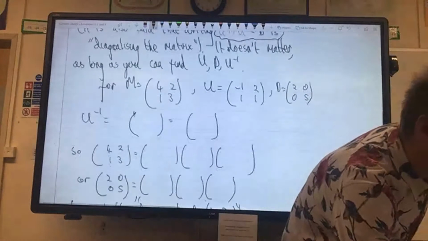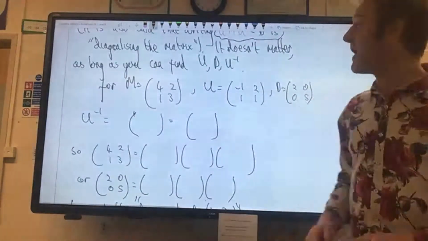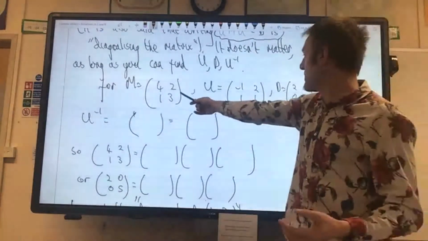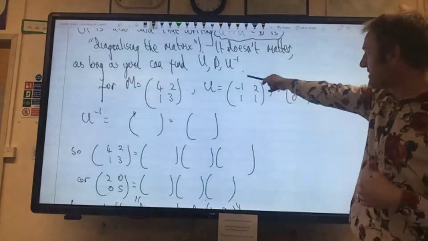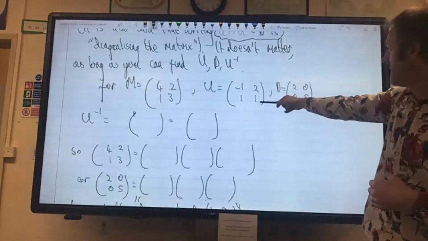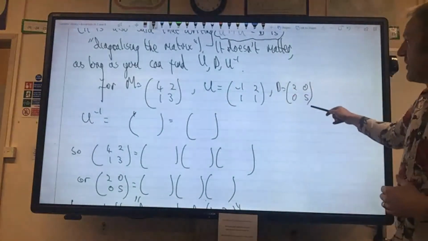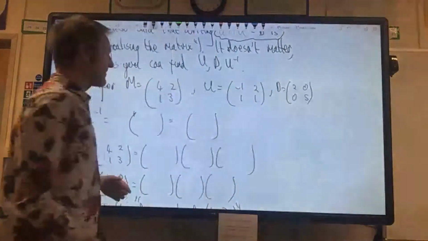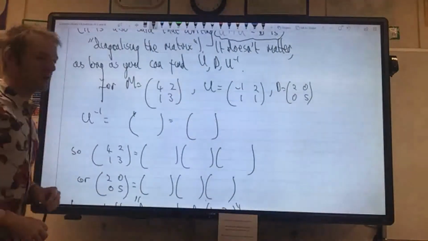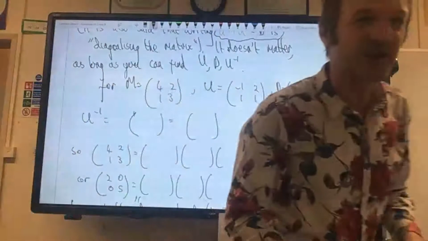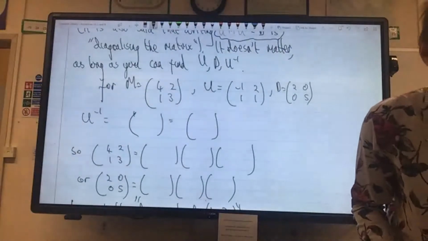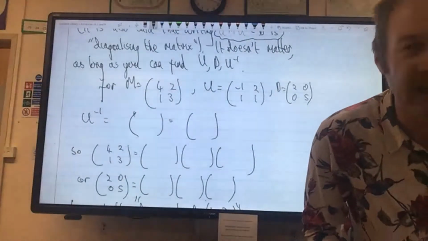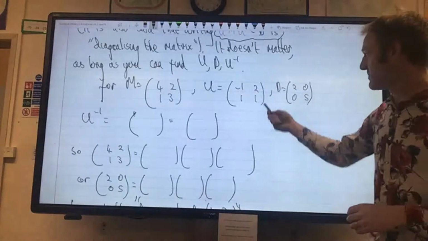So let's just do this as an example. I have my matrix that we've been working on. We already know its eigenvectors are (-1, 1) and (2, 1), and we know the eigenvalues are 2 and 5. So all I need to do now is find the inverse of U. I'm going to ask someone to find the inverse of U to make sure we can still remember how to do that. Carrie, can you find the inverse of U, please?